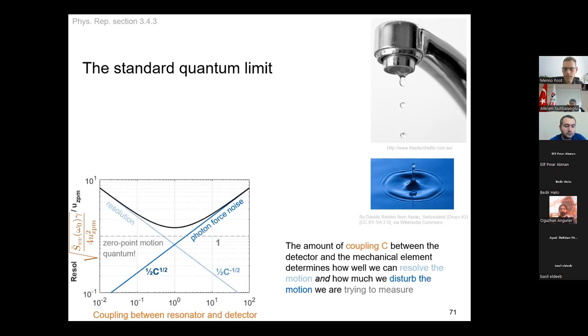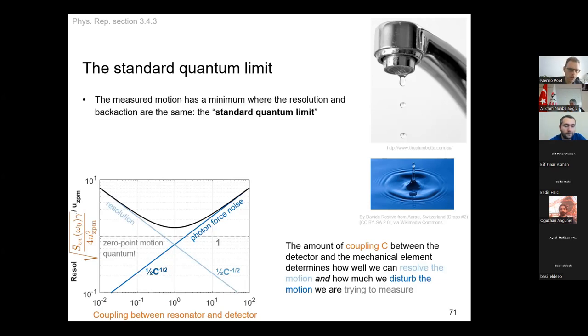And then we see that the total measured motion, that's the black line here, has a minimum where the resolution, that's the imprecision, and the back action, that's the photon force noise, are the same contribution. And that is what we call the standard quantum limit. And in this case, we see that at the standard quantum limit, both the imprecision and the photon force noise equal 1/2 the zero-point motion, that is the gray line.